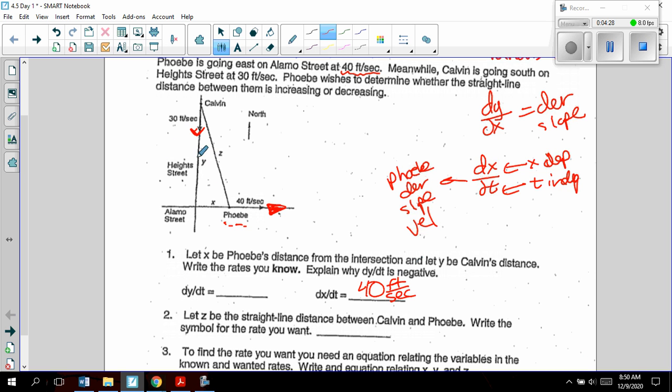So here's my y for Kelvin. Okay. Kelvin's speed is 30. Now we're going to do something. We're not going to leave it like this, but here is the one thing that we need to be cautious of. Kelvin's side is getting shorter, right? Because he's walking toward it, it's getting shorter. Whereas Phoebe's is getting bigger because this point is sliding out, and that's why those arrows were important.